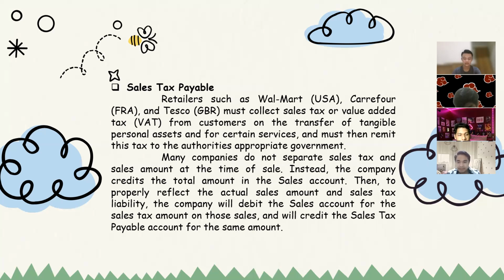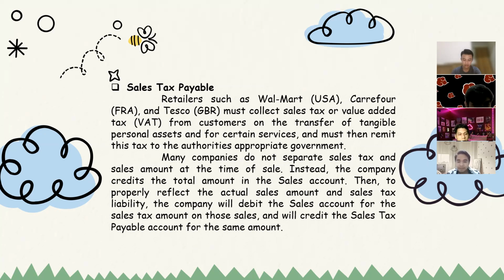The next is sales tax payable. Retailers such as Walmart in the USA, Carrefour in France, and Tesco in the GBR must collect sales tax or value-added tax (VAT) from customers on the transfer of tangible personal assets and for certain services, and must then remit this tax to the appropriate government authorities.